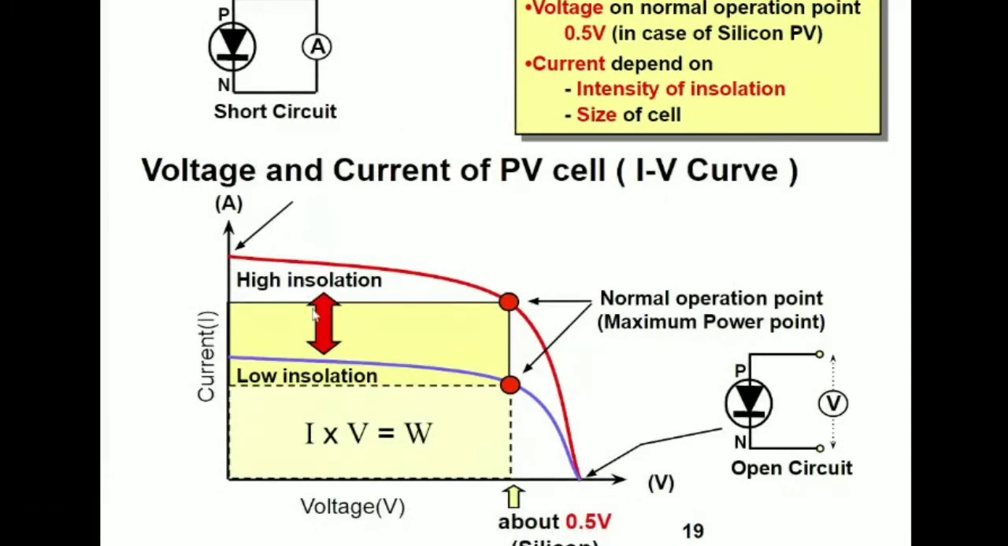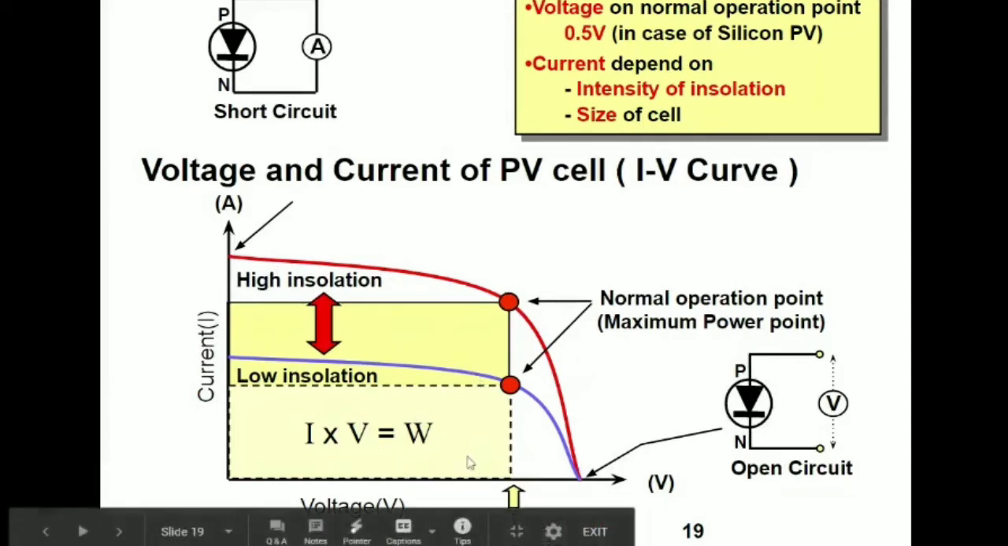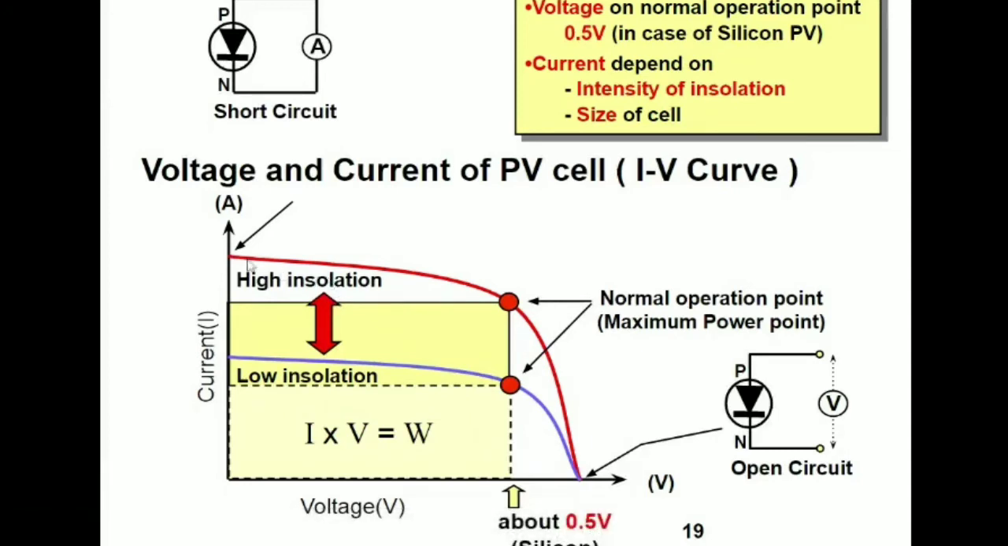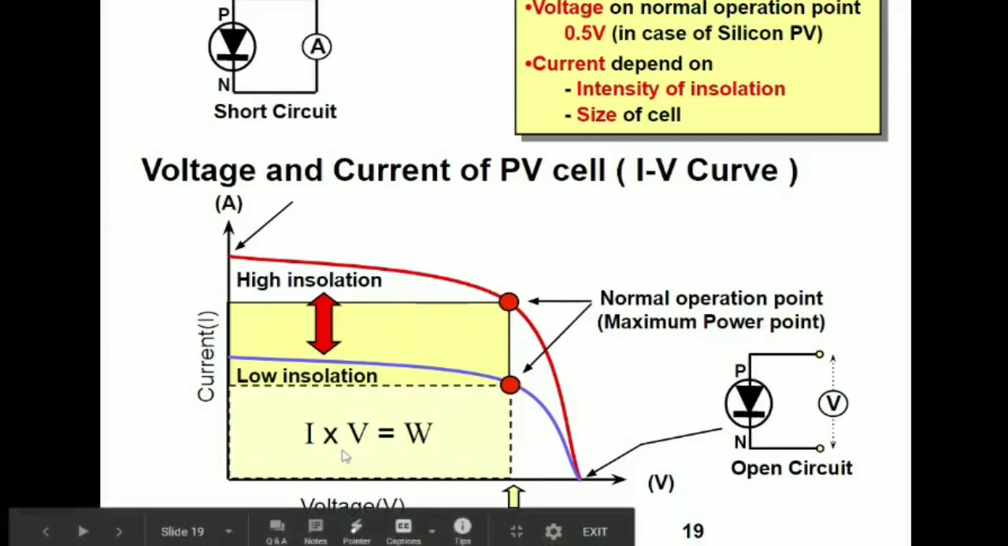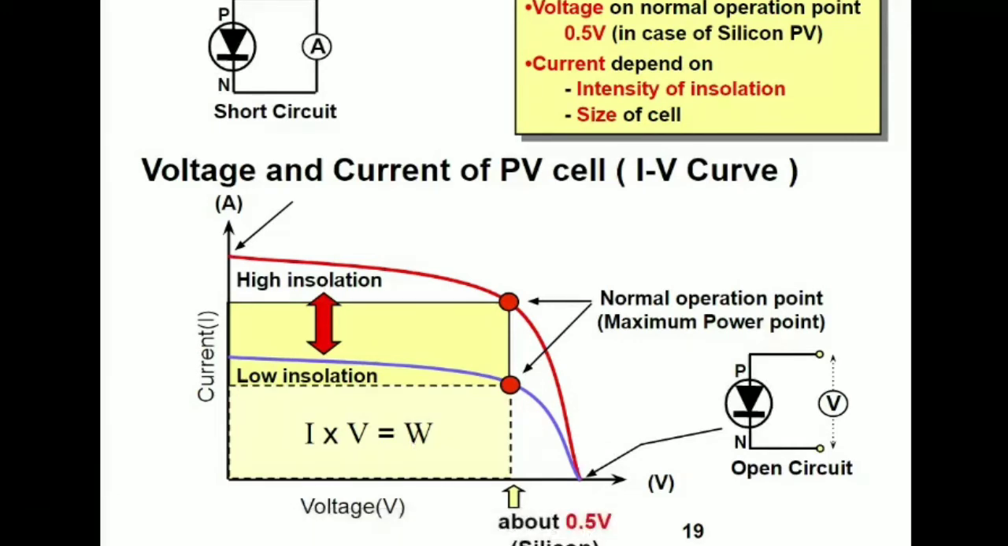When there are different intensities of solar radiation, the voltage-current characteristics can be shown in this way. High insolation will have more current. For the same voltage, we will have more current. For low insolation, current becomes lesser. We know that power is equal to voltage into current. So for higher insolation, the power generated will be more, and for low insolation, the power generated will be lesser.